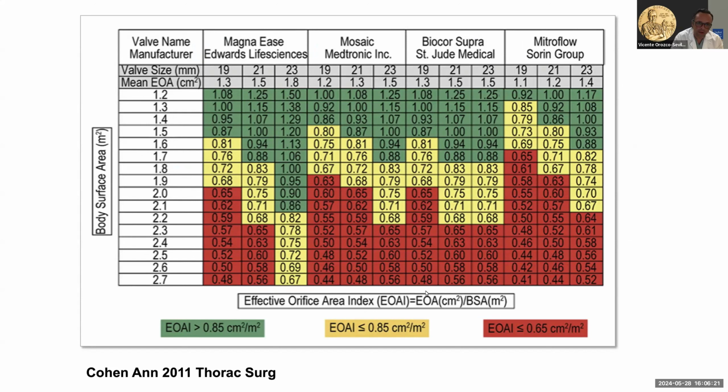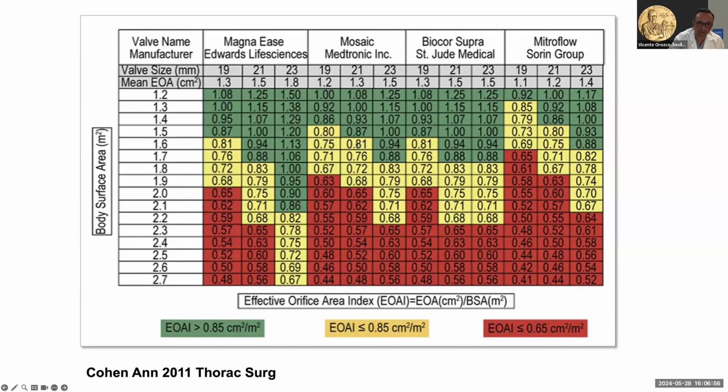As an example, with the classic McNaice valve, if a patient has a BSA of 2, you can see that the minimum to be in the green light and not have a patient prosthesis mismatch should be at least a 23 valve. So if you end up putting in a 21 or 19, for sure you're going to have a patient prosthesis mismatch. It entails that pretty much a patient will have a severe aortic stenosis with a low capacity to exercise. It will decrease life expectancy by a lot just by not putting in the right size of valve.